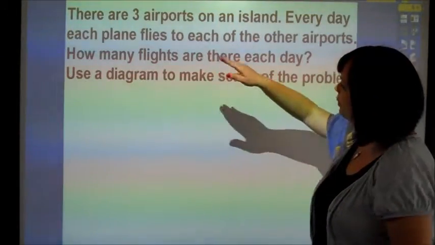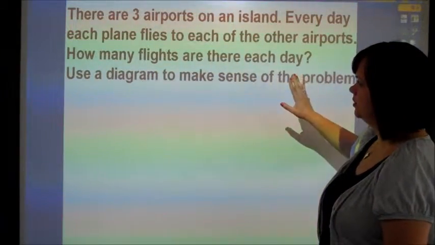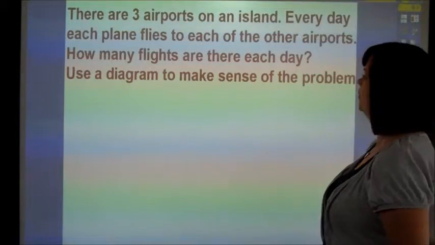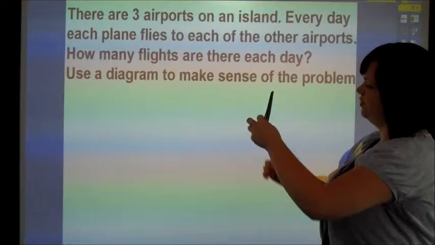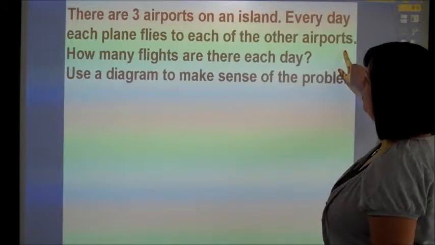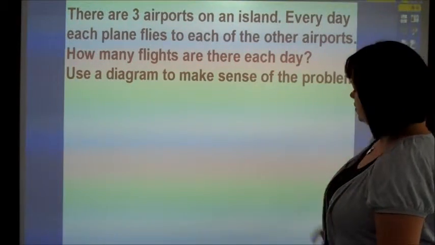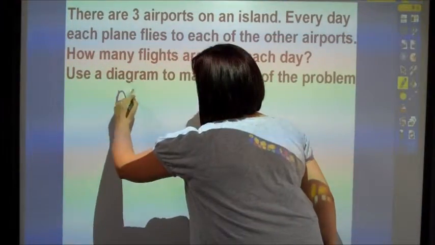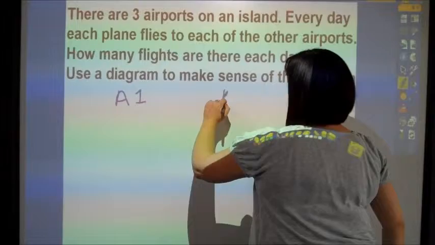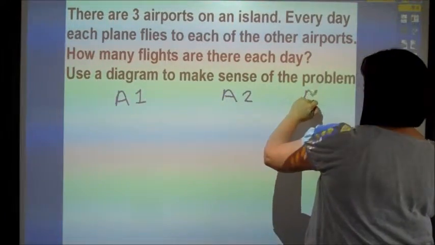It says, there are 3 airports on an island. Okay, there's 3 airports on an island. Every day, each plane from each of the airports flies to each of the other airports. Okay? So we've got 3 airports. We've got airport 1, we've got airport 2, and we've got airport 3. Okay?